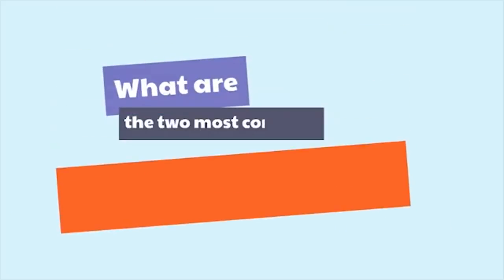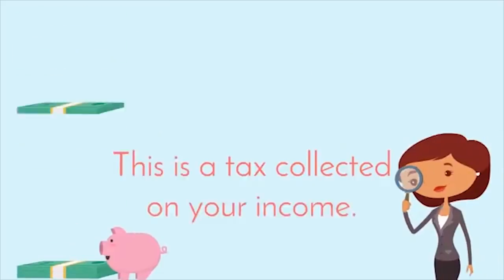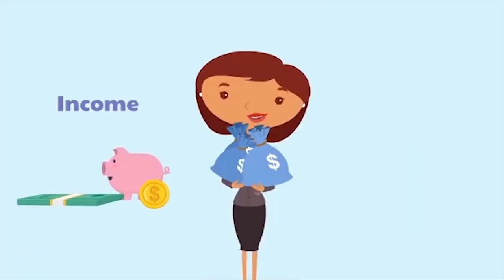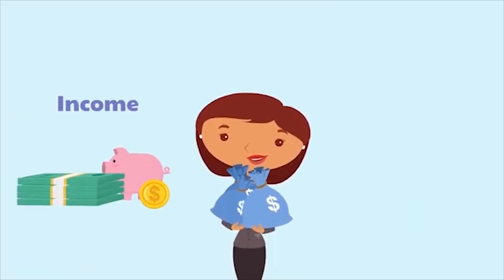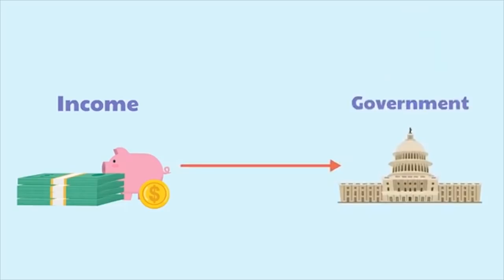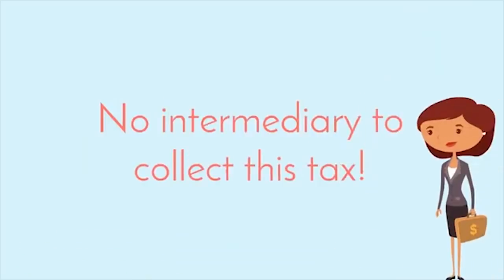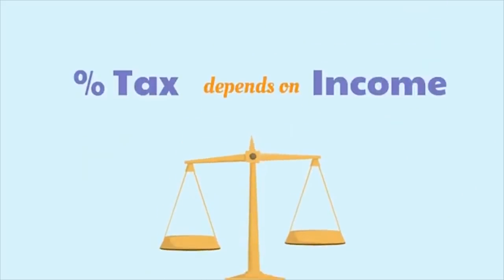But what are the two most common types of taxes in Canada? The first is income tax. This is a tax collected on, you guessed it, your income. Composed mostly of the money you earn from your place of employment, it is collected directly by the government, meaning there is no intermediary to collect this tax. The percentage of this tax varies depending on your income.